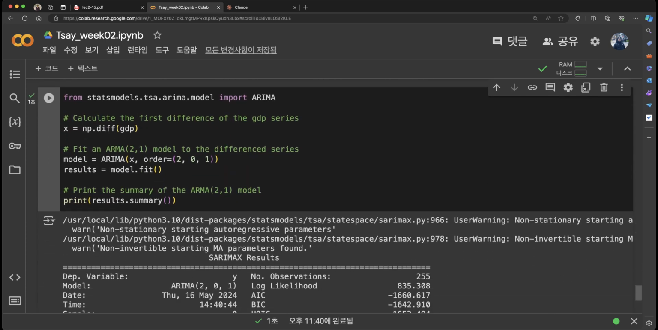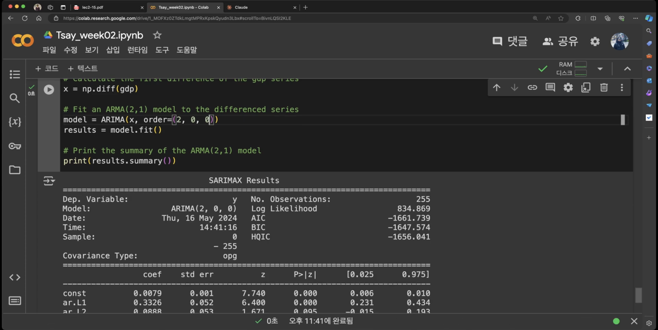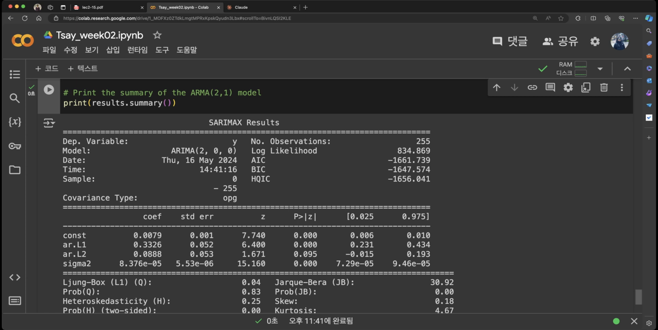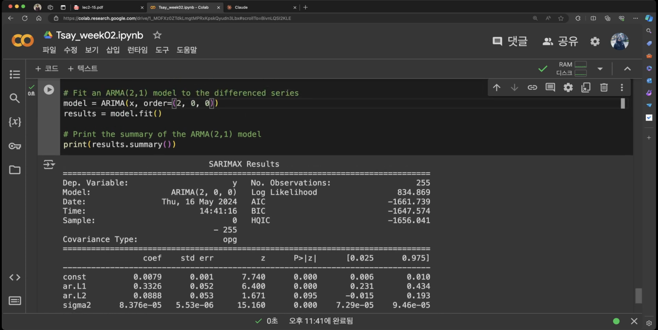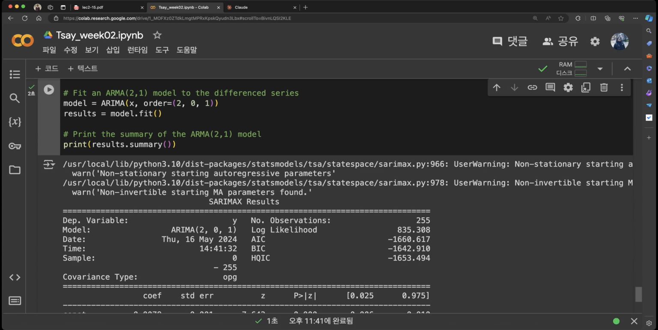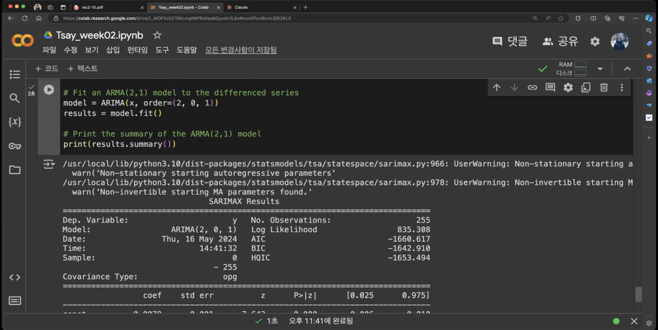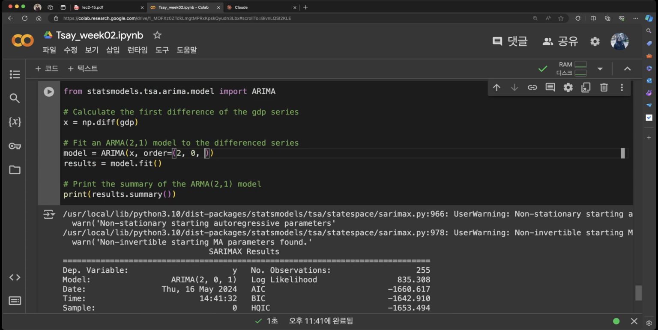Auto rec. Maybe we want to remove this one. Then it should be the same as the previous one. Yes, it becomes the same as the previous one. Okay, so once we include the MA parameter, it becomes problematic. Non-invertible because of the MA parameter. Yes, it becomes non-invertible. Okay, non-invertible, so it is not good. So we want to remove this one.